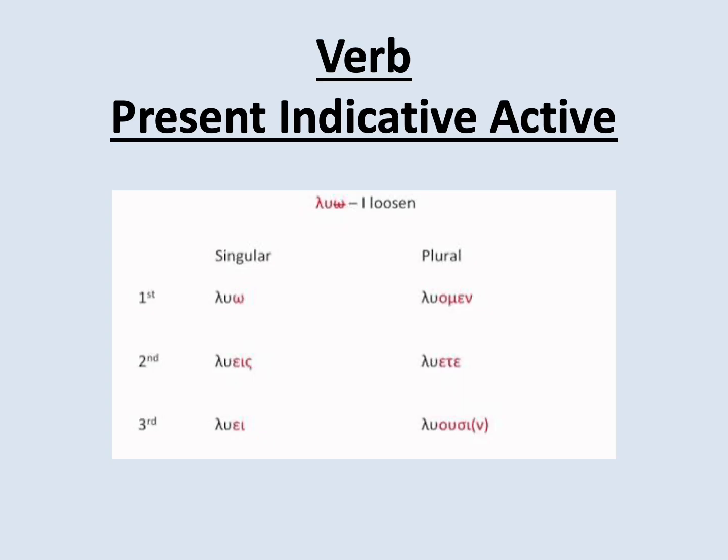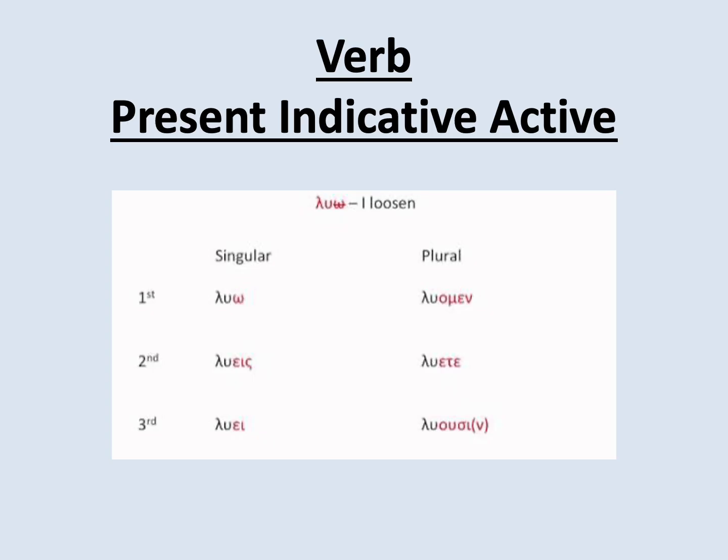So in this particular verb, luo, I am loosing. I am not being loosed. That would be passive. I'm doing the actual loosing of whatever it is that's being loosed. We always put the verb in the first person singular. So in this case, luo, that's how we find it in the dictionary. And so we refer to this as the dictionary form or the lexical form.